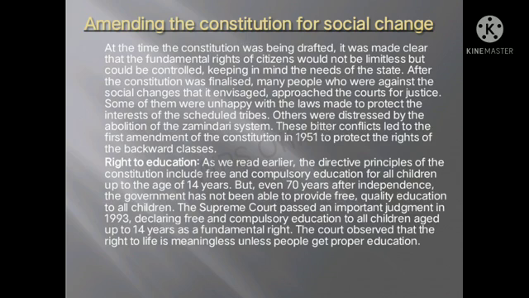After the Constitution was finalized, many people who were against the social changes that it envisaged approached the court for justice. Some of them were unhappy with the laws made to protect the interest of the scheduled tribes. Others were distressed by the abolition of the Zamindari system. These bitter conflicts led to the first amendment of the Constitution in 1951 to protect the rights of the backward classes.